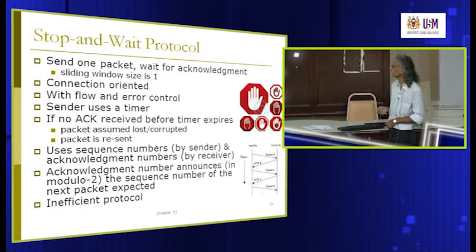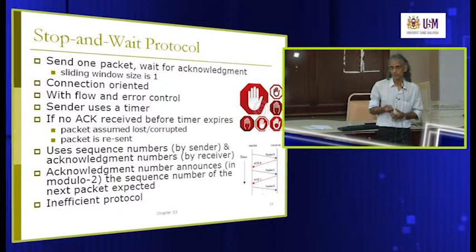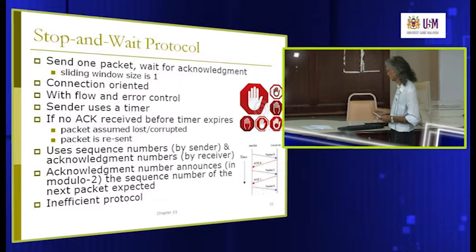And in order to facilitate the sending of packets and the acknowledgement, this particular protocol uses sequence numbers by the sender for the packets, and the receiver will use acknowledgement numbers to indicate which packet has been received and which has not. In this case, normally we use only two bits, zeros and ones. So we use modulo 2. Sequence numbers will be used for the next packet expected. We'll see the example here.